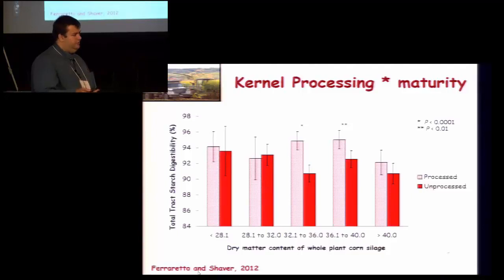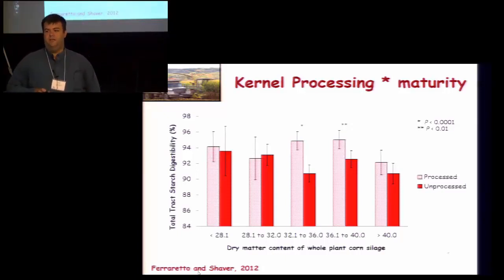That's a compilation of literature. You can see that here at the bottom we have dry matter content of whole plant corn silage. Here we have total tract starch digestibility, so this is digestibility measured in the cow that consumes corn silage based diets. And we have processed and unprocessed silage. If you harvest silage very early, you can have very high levels of starch digestibility because it's very easy to break kernels. As you reach 32 to 40% dry matter, you see that the processor does a much better job in achieving greater starch digestibility because it breaks more kernels.